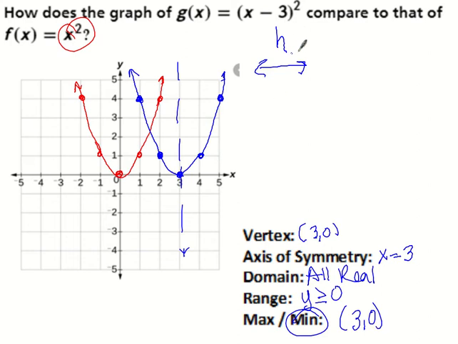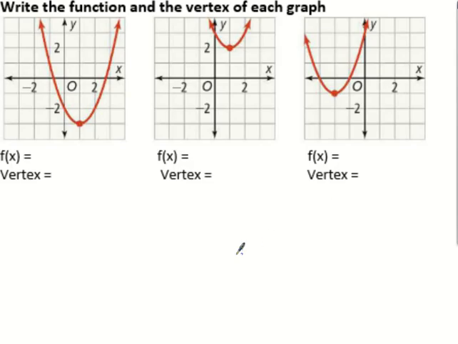So h shifts left to right, k shifts up and down. So these have been shifted both. They want us to write the function and the vertex. So the best place I would start is at the vertex. So that's right here. This is the minimum of this one. And so it is at (1, -2).